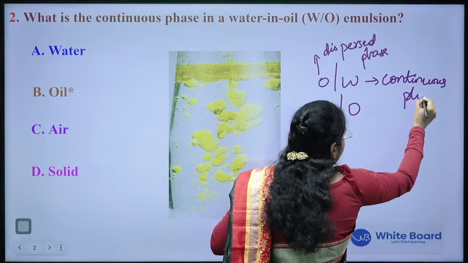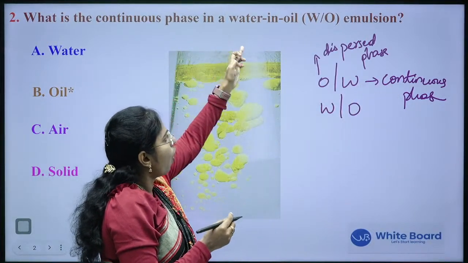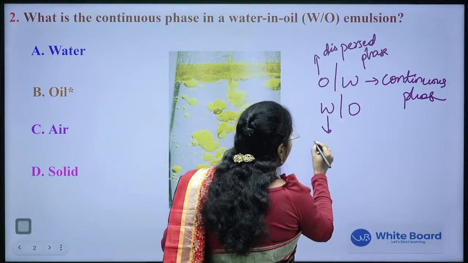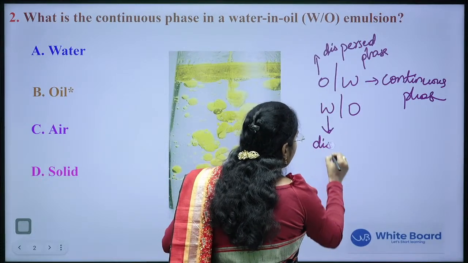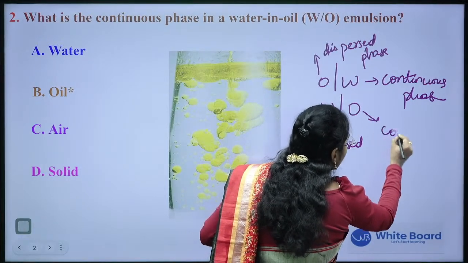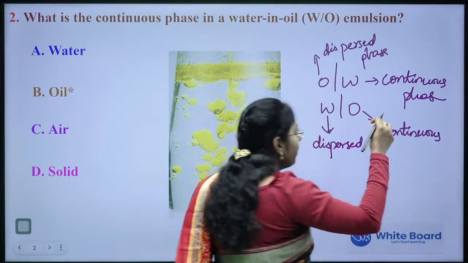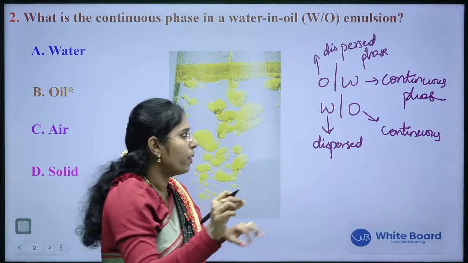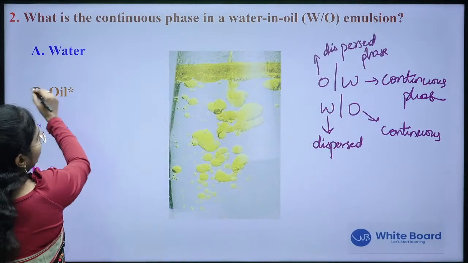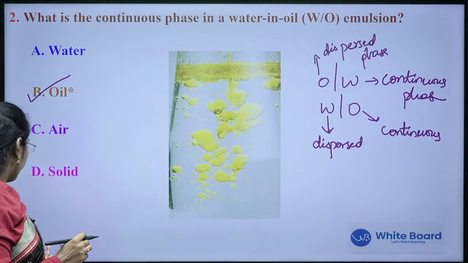What is the question here? What is a continuous phase in water in oil type? In case of water in oil type, water acts as a dispersed phase, whereas oil acts as a continuous phase. The water will be dispersed in the form of fine droplets in the continuous oil phase. So, what is the answer? Oil. Oil is the continuous phase in the water in oil type of emulsions.